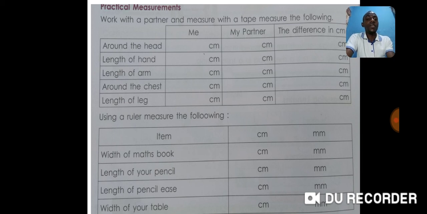Now we have certain items. We use a ruler to measure the following: the width of your maths book in centimeters and then millimeters, the length of your pencil in centimeters and then millimeters, the length of your pencil eraser, the width of your table.